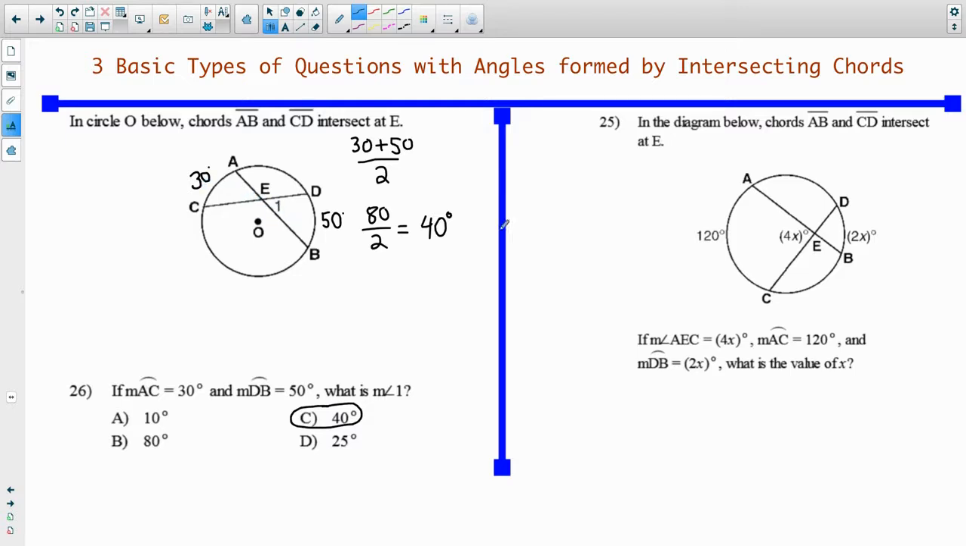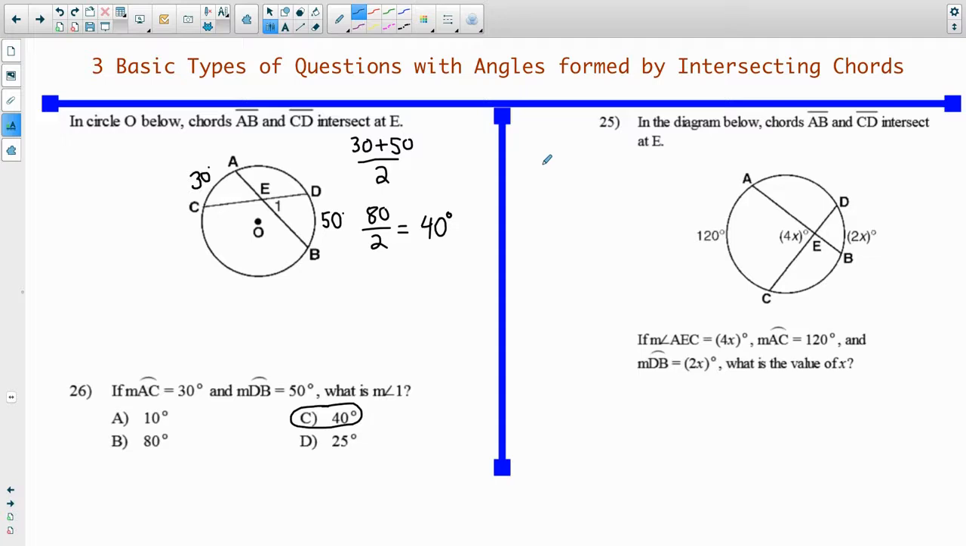Now, question number 25 on the other side. Everything we've done in algebra, and of course in geometry, we also need to be able to work with general representations, right? Chords AB and CD intersect at E. If the measure of angle AEC is 4x, and the measure of arc AC is 120, and the measure of arc DB is 2x, what is the value of x? Well, I'm just going to structure this exactly the way I structured the previous question.